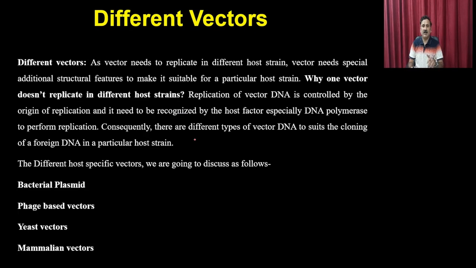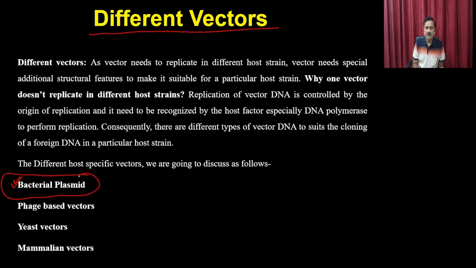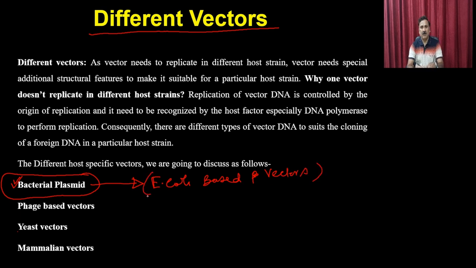So, what you see here is that among the different vectors we are planning to discuss in this chapter, we have discussed the bacterial plasmids. Now we are going to discuss the eukaryotic vectors. Within the bacterial plasmids, we have discussed the E. coli based plasmids. And when we were discussing the host, we discussed E. coli as a host, and then Bacillus subtilis as a host.